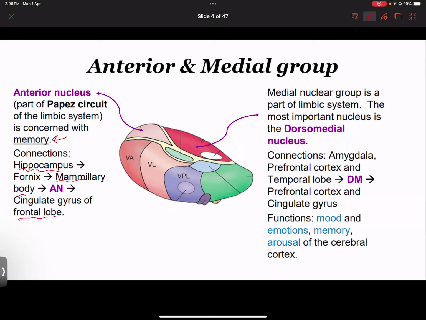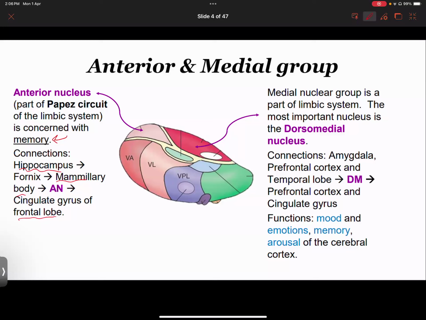I don't know if you have to memorize these, honestly, but I don't think they're that important. Just know that the anterior nucleus is concerned with memory, and because of that, it's part of the limbic system. The limbic system is made up of the hippocampus, the mammillary body, and so on, and then it relays into the frontal lobe. That's all you need to know about the anterior nucleus.